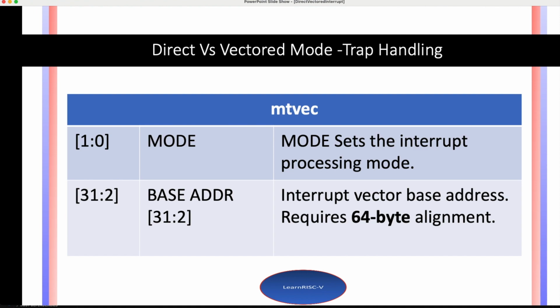Okay. So in this video, I'm going to discuss direct versus vector mode in RISC-V interrupt handling. As the name suggests, one is the vector mode, where for every interrupt the execution would jump to an address which is specific to that particular interrupt rather than to a common address.